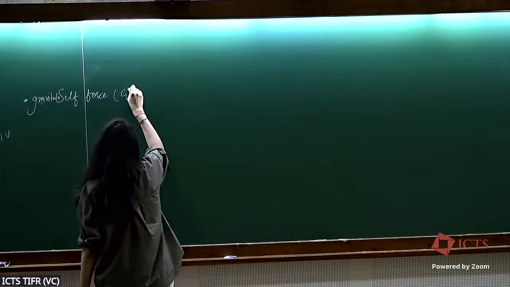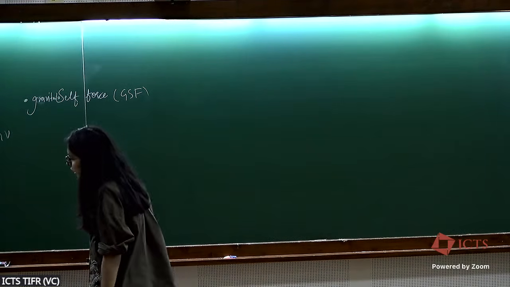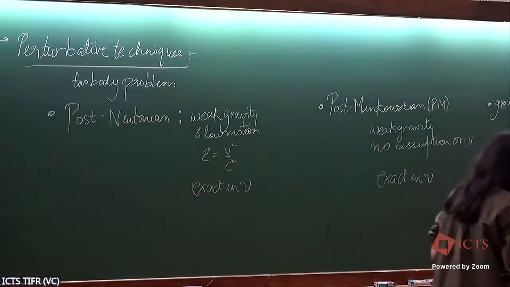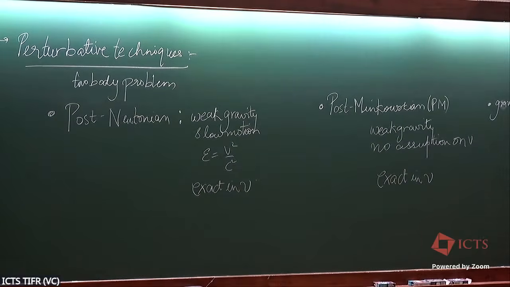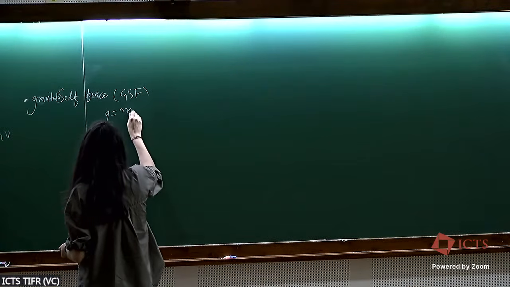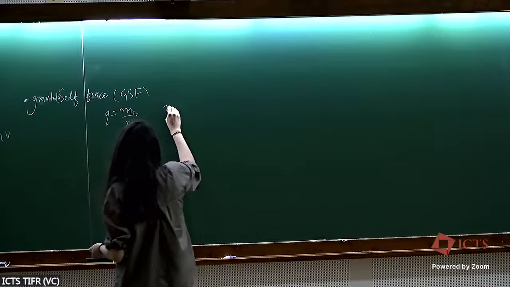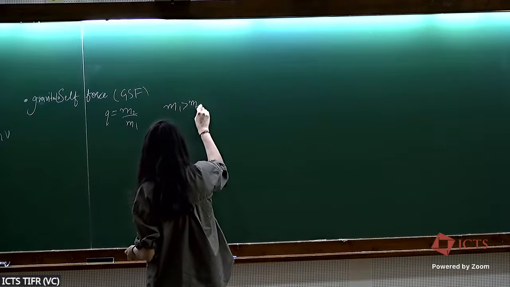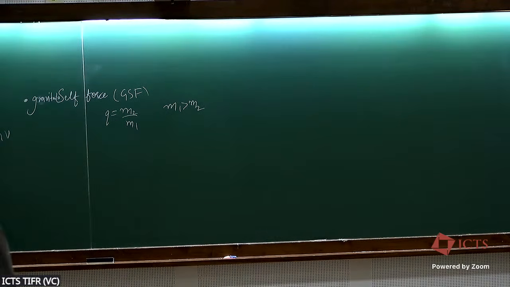In short, GSF. In GSF, what you do is your expansion, you do not consider weak gravity, slow motion, or anything, but what you consider is there is a test particle which is moving around some space-time, and the expansion is in terms of the mass ratio m2 over m1, such that m1 is greater than m2. So you can consider that there is a test particle moving around a Schwarzschild black hole.